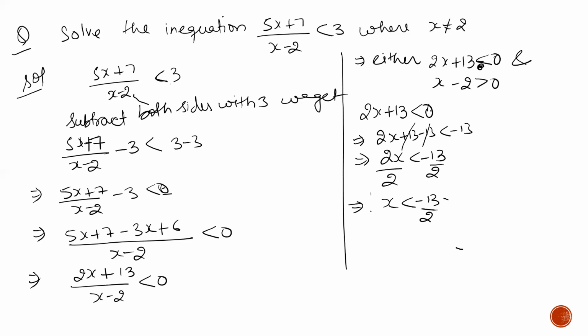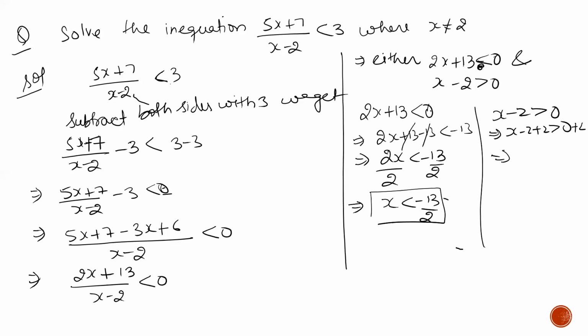So this is the first case. On the other hand, x - 2 is greater than 0, which implies x - 2 + 2 > 0 + 2, which gives you x is greater than 2. So this is the case.